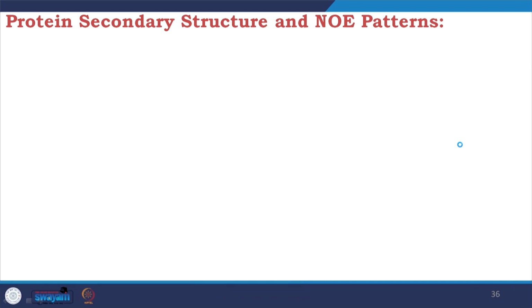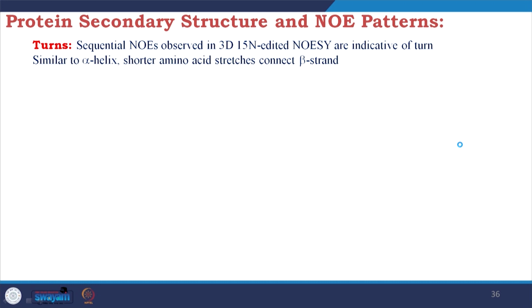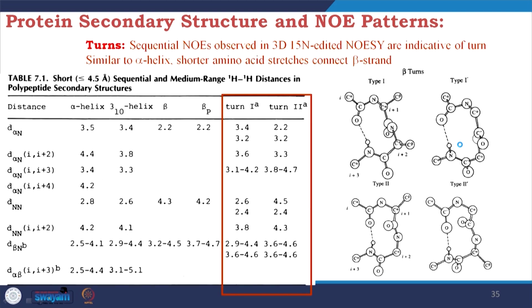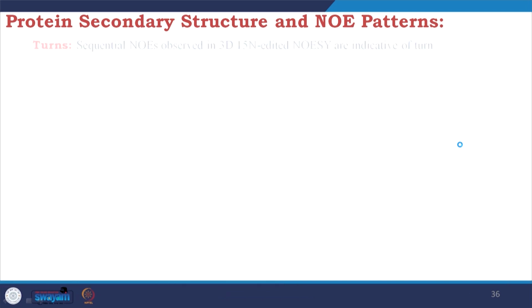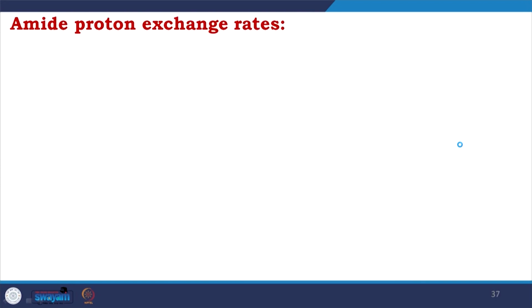To separate that you have to go to the trends, where you see that turn 1, turn 2, turn 1 prime, turn 2 prime and half turn all have their characteristic patterns. So when you get the value in the table, you know whether it is a type 1 turn or type 2 turn, but by looking at the pattern you could ensure what type of turn it actually is.